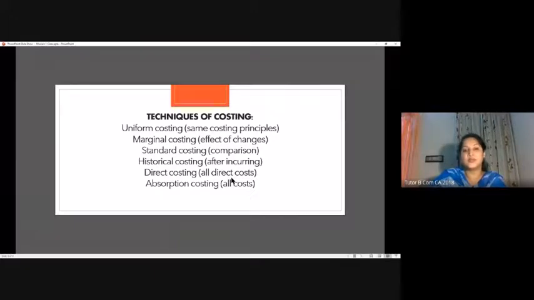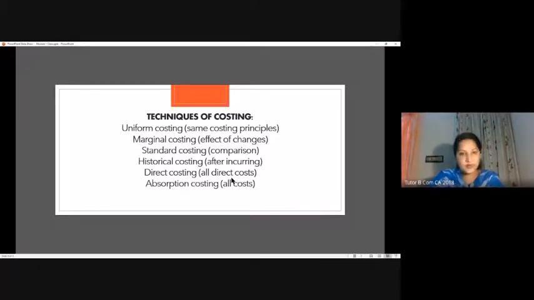Absorption costing is different. In marginal costing, we take care of the variable costs, or the changes because of a particular decision. But in absorption costing, we take both the fixed cost as well as the variable cost when we take up a particular decision.